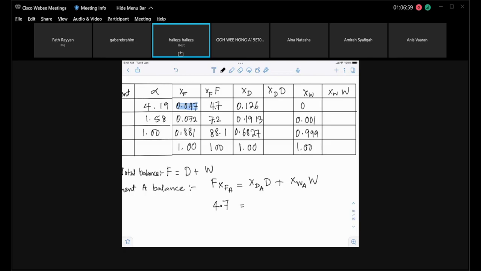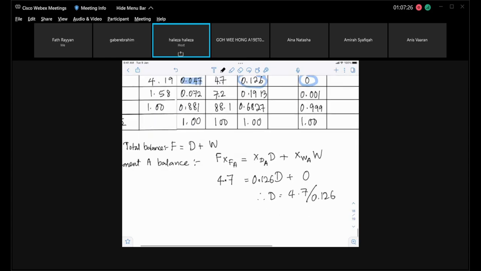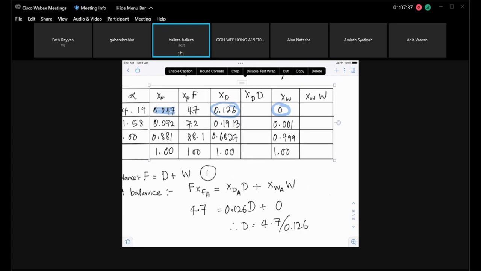What do you have for component A is 4.7 for your feed flow rate. For your distillate, it's 0.126. That's the composition here, but you don't know the flow rate of D. And you do know the composition of your bottom product for component A, that's 0. So from there, you can calculate D. 4.7 divided by 0.126, you should be able to get your D. Once you get D, you should be able to calculate W based on the first equation.